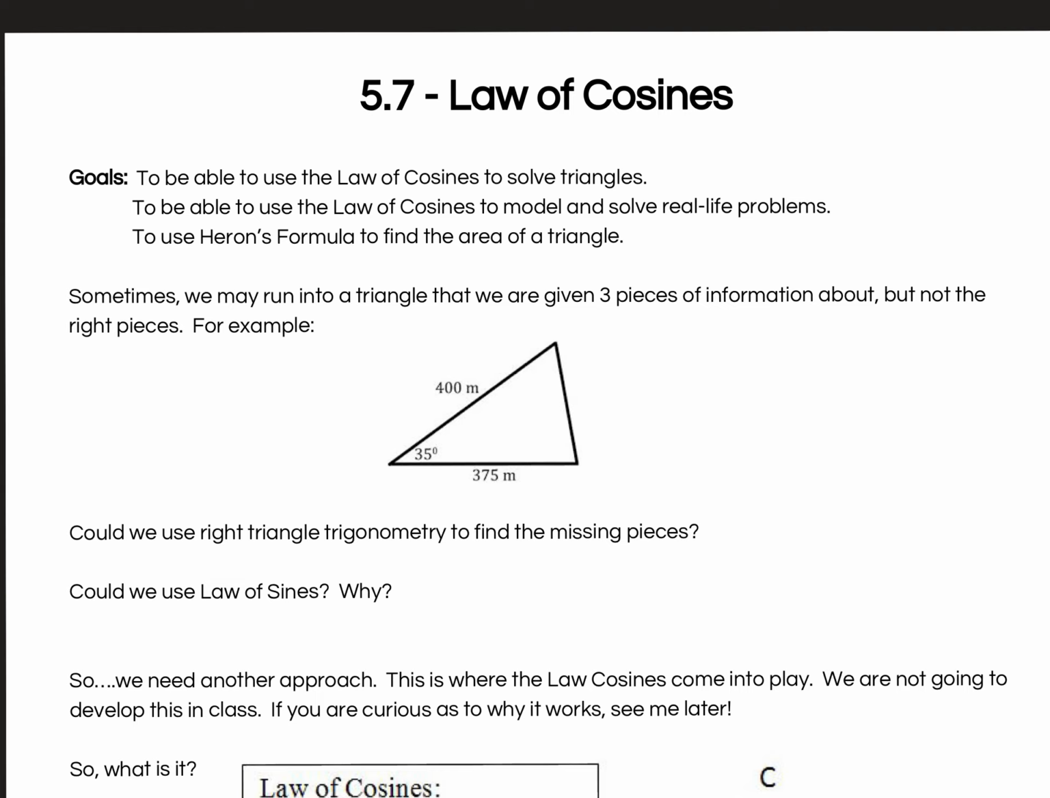I think actually this is 5.4 for you guys. It might say 5.7, but it's actually 5.4.